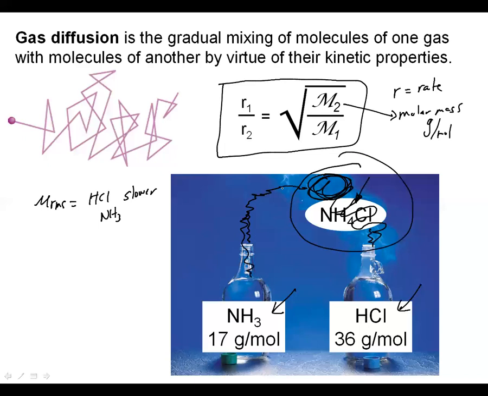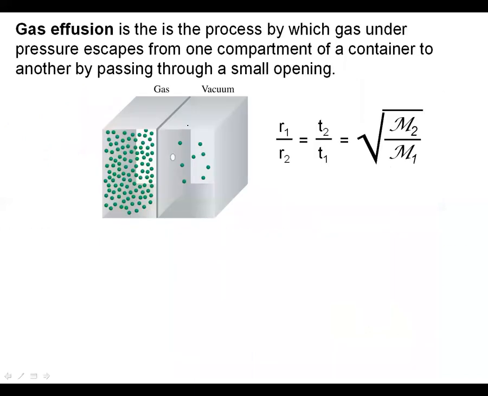Any questions on that? And again, if you were given some rates, or some molar masses, you could actually calculate a molar mass, or you could calculate how fast one is moving versus another. So gas diffusion is the gradual mixing of gas molecules by virtue of their kinetic properties.